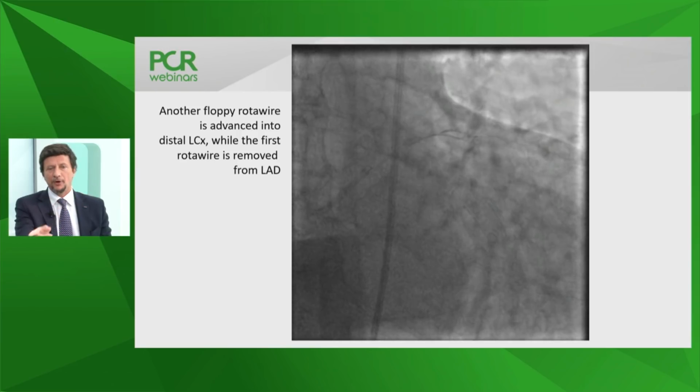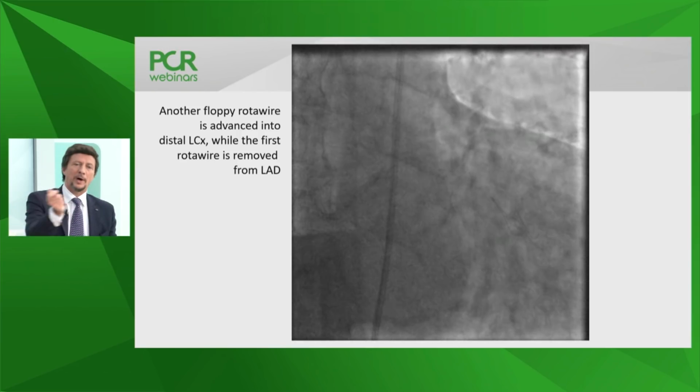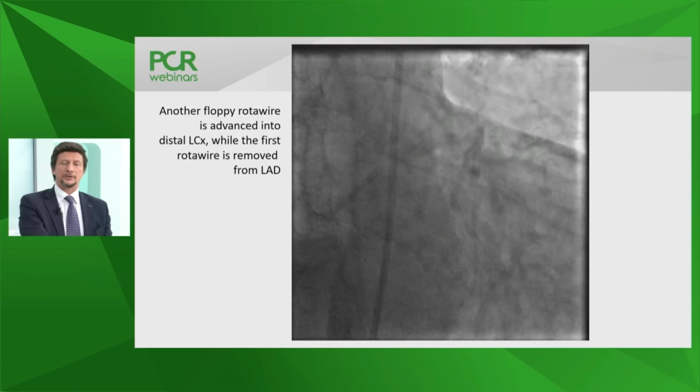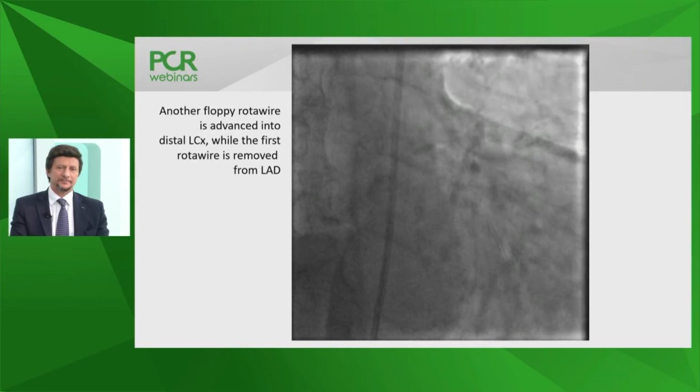So you see that there is a floppy wire on the circ, and the wire from the LAD is going out. Can I ask you whether there was a reason behind that? I mean, couldn't you have just pulled back the rota wire from the LAD and redirected it to the circ? Wow, this is difficult. I mean, the wire is not an easy wire to use. It might work, but it's difficult. Okay, let's go next and see what you did here.